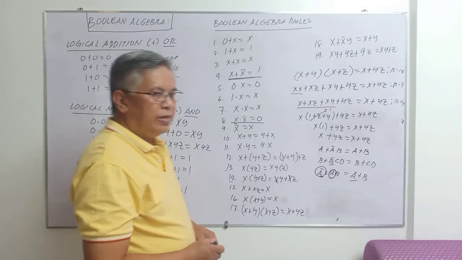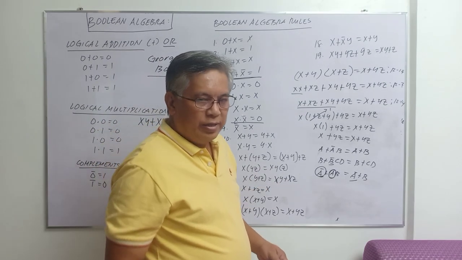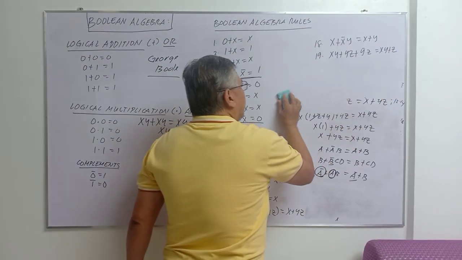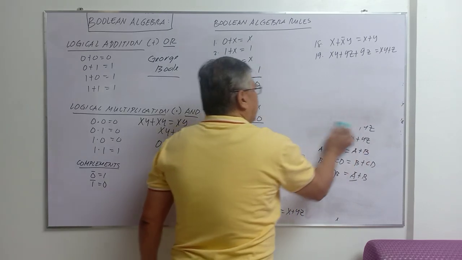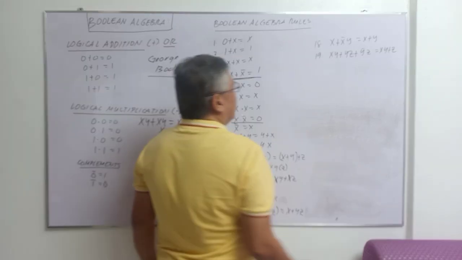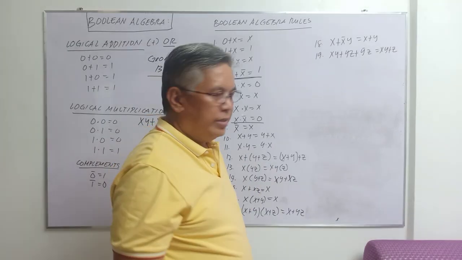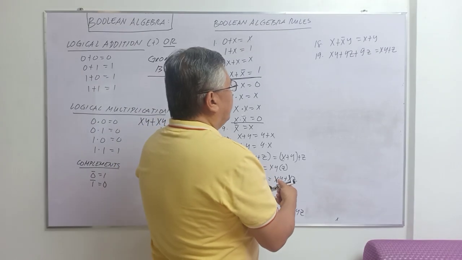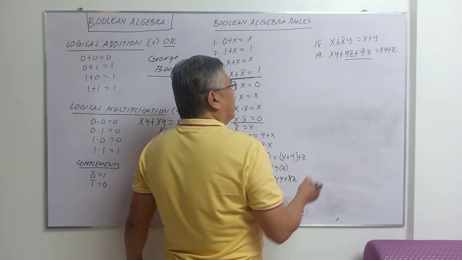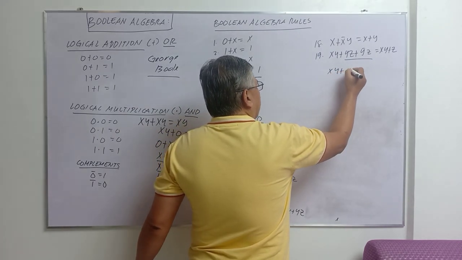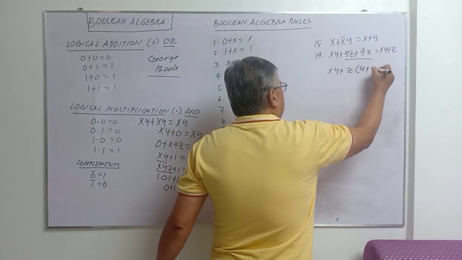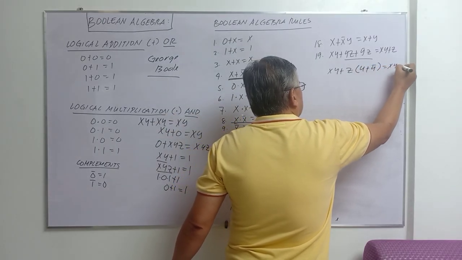Then you have rule number 19. Rule number 19 says xy + yz + ȳz = xy + z. So how do we prove this? We know that what is common here is z. So you factor out z. What is left is y + ȳ, so xy + z(y + ȳ) = xy + z.